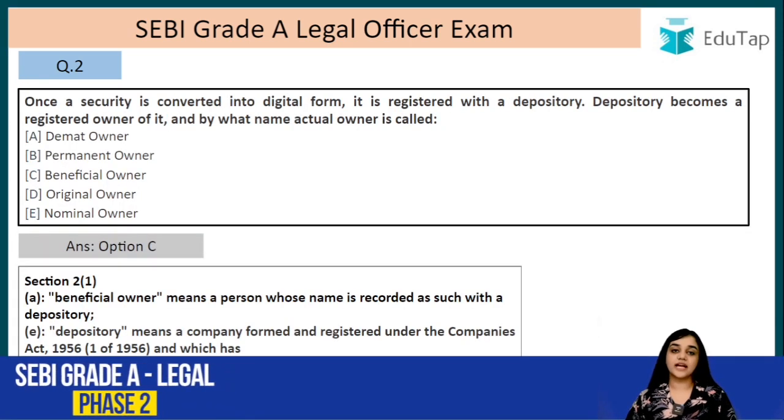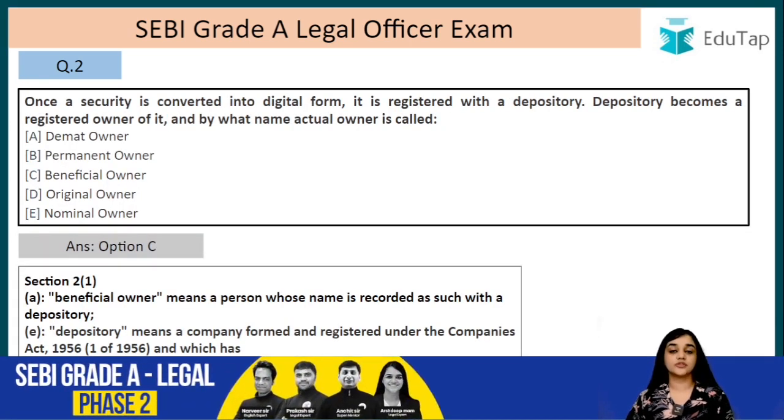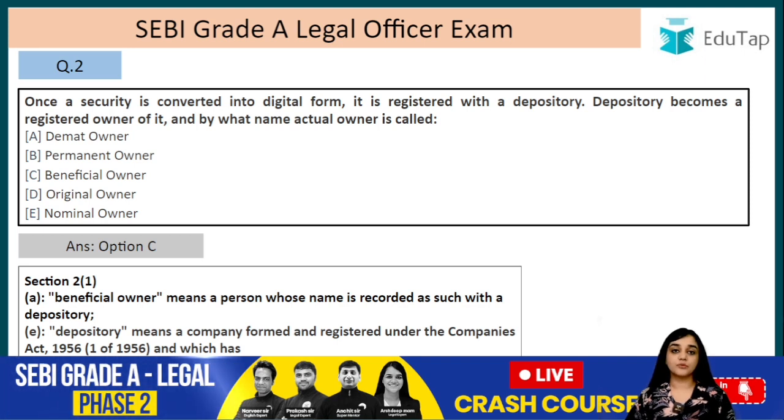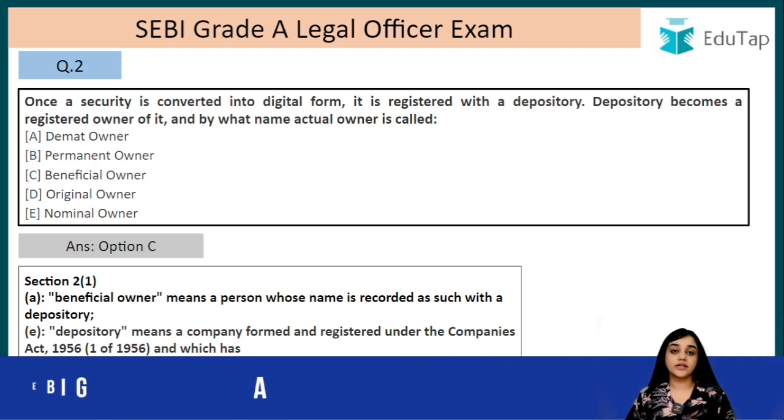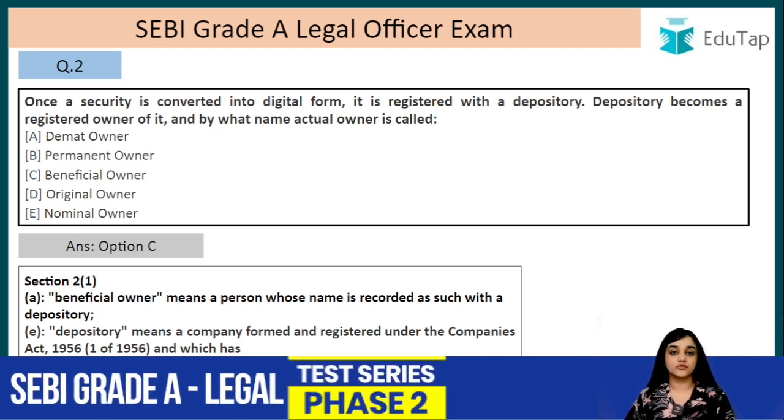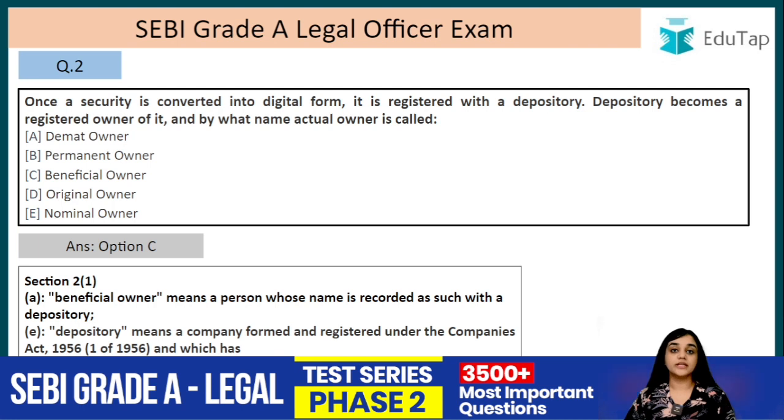So let's understand what is this depository, who is a depository participant and what is this concept of depository system, right? So a depository is an organization that holds securities. Which securities? For example, your shares, your debentures, bonds, government securities, mutual funds.